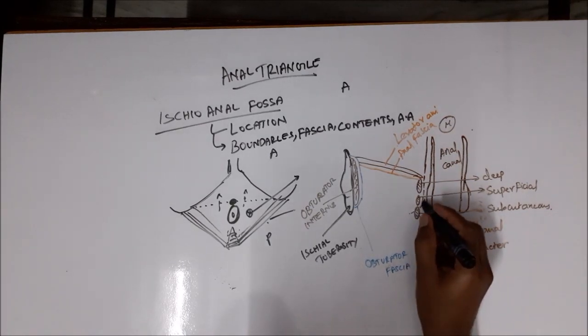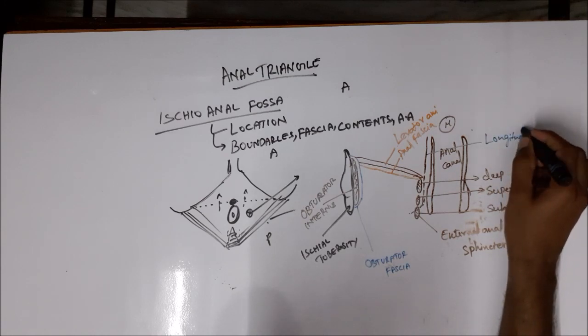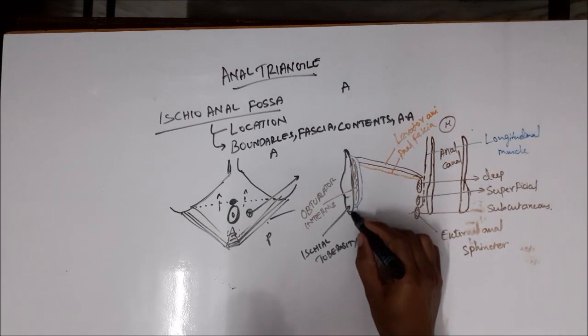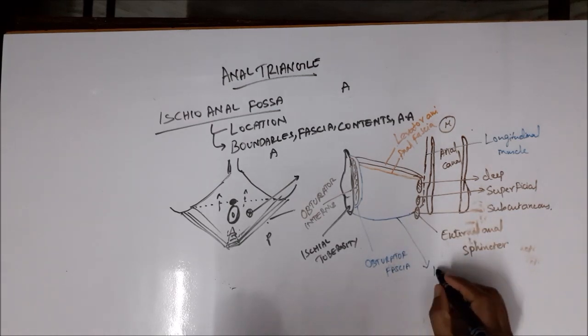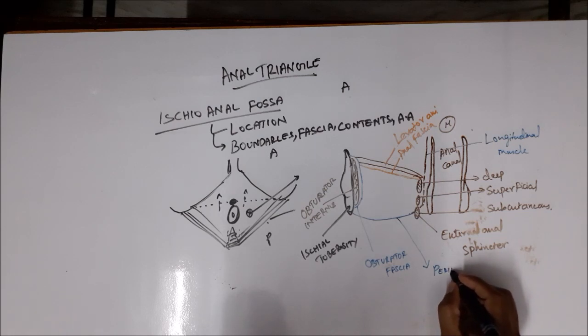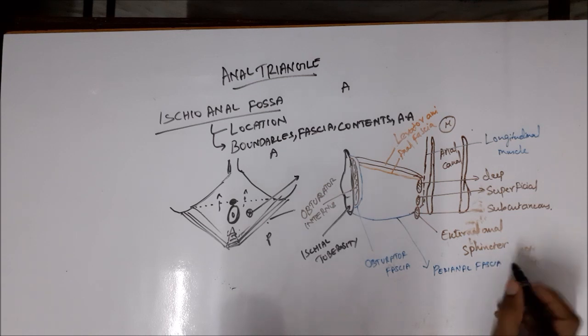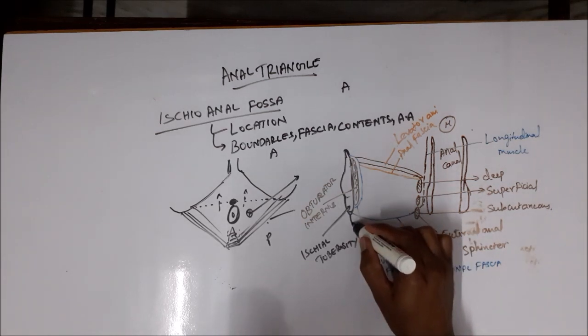And there is some septum from this longitudinal muscle of the anal canal going laterally towards the ischial tuberosity. So this is called perianal fascia. Above this, outside that, there will be a skin.